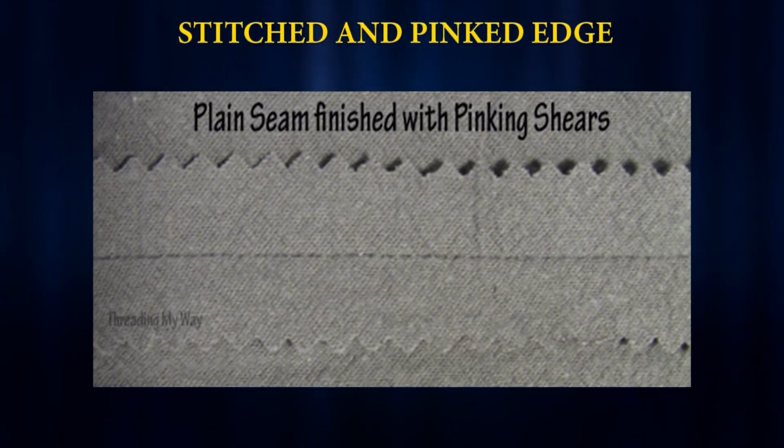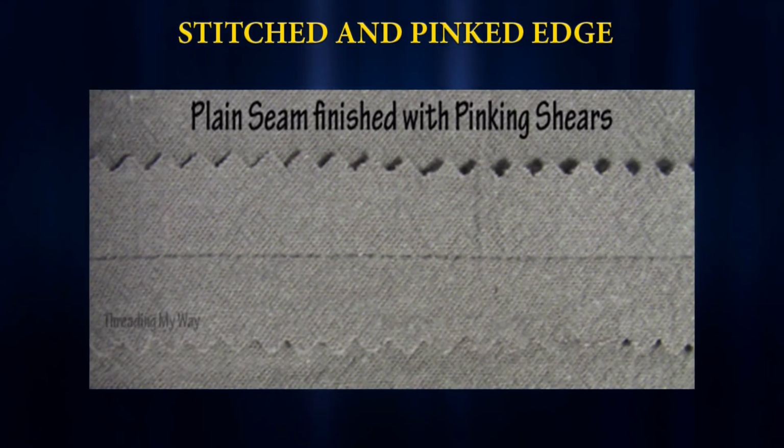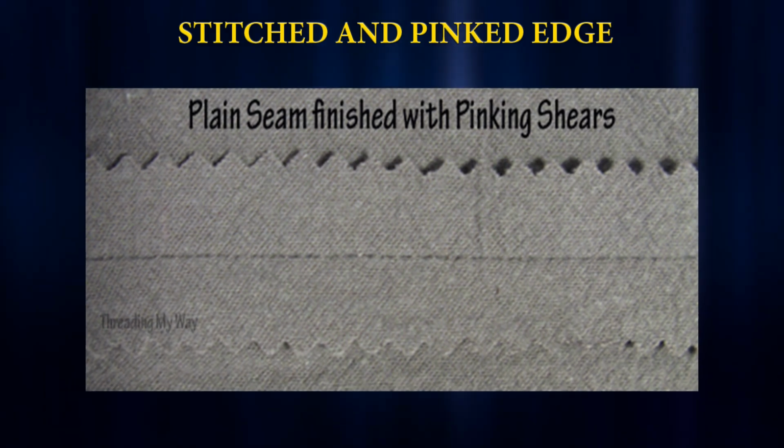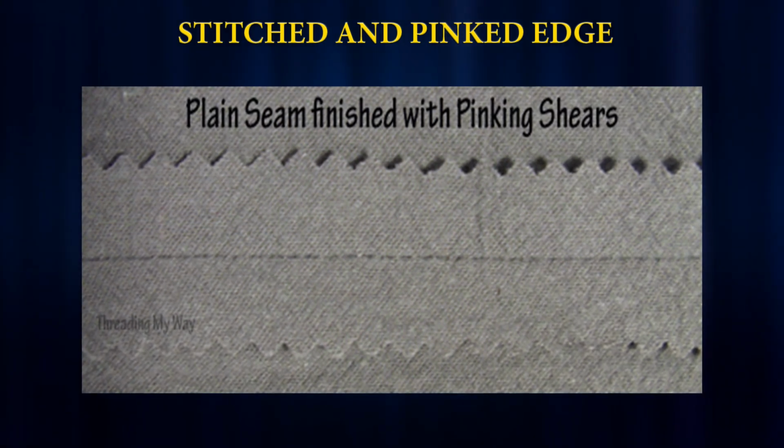So this process, that is stitched and pinked edges, we generally use for thick or woven fabric which does not fray very easily. So this is how the pinking shear or the pinked and stitched fabric finishing looks like.